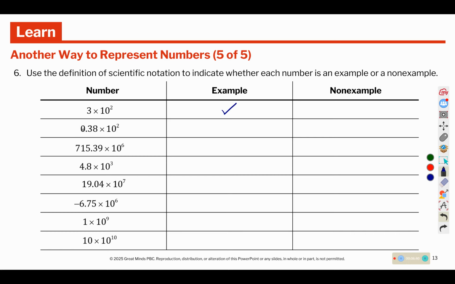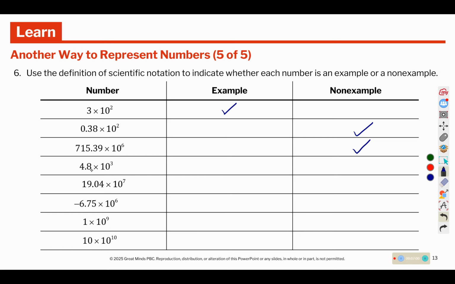However, this one is not between 1 and 10. It's not 1 or bigger. It's less than 1, so that is considered a non-example. 715 has more than one whole number, so that is also a non-example. It is not in scientific notation.